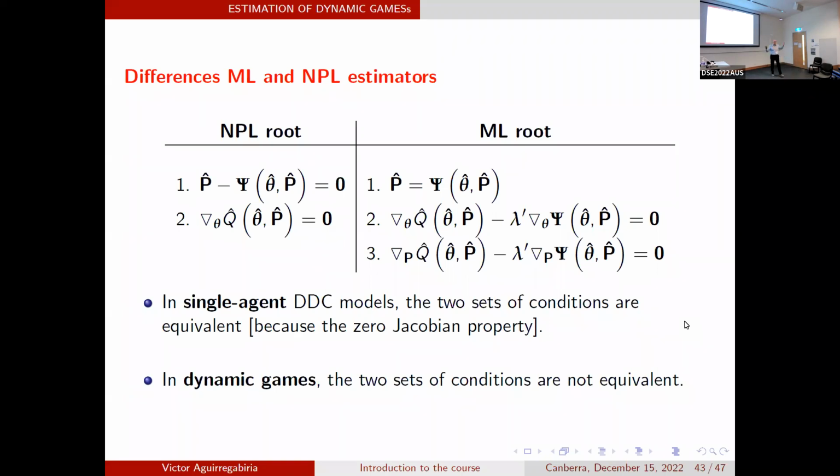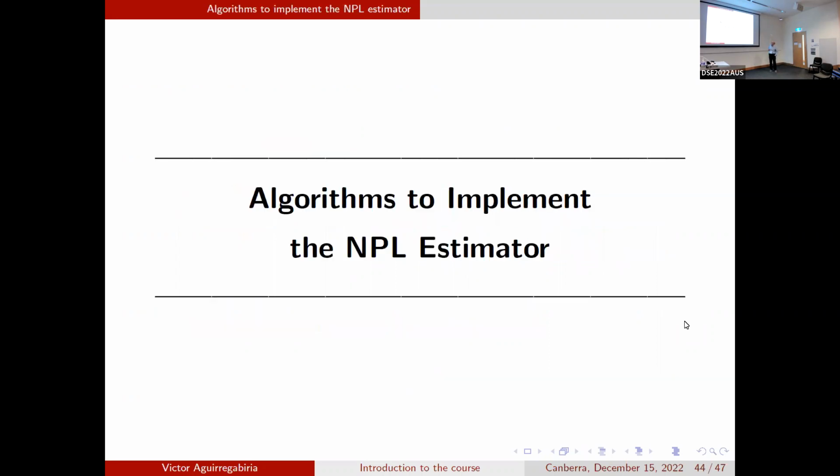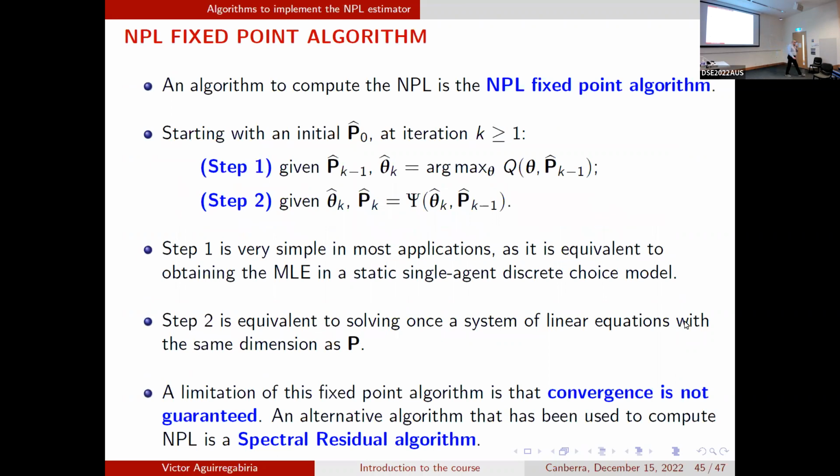Now, so far, I have defined the MPL estimator as an algorithm-free estimator. It's just defined in terms of a P and theta that satisfy these conditions. And this is a consistent estimator. Then the obvious question now is, how do we get this estimator? How to compute this estimator? And this is going to be the key issue here, the computation of this type of estimator. Then I'm going to present two algorithms here.